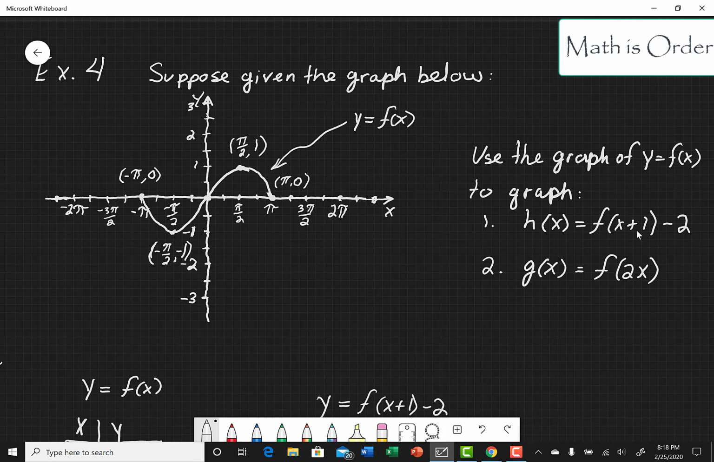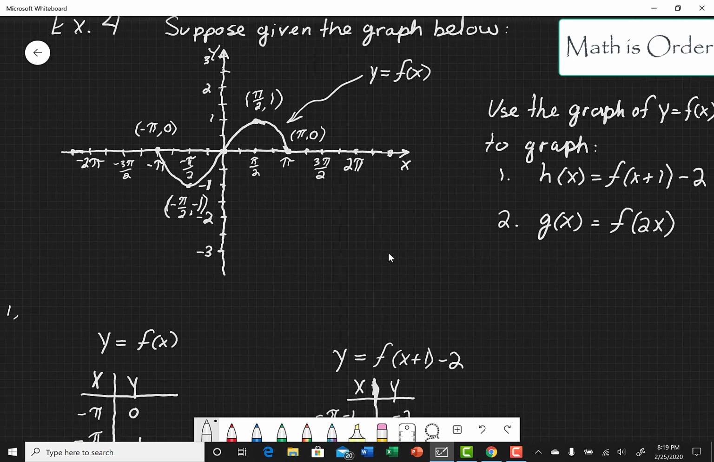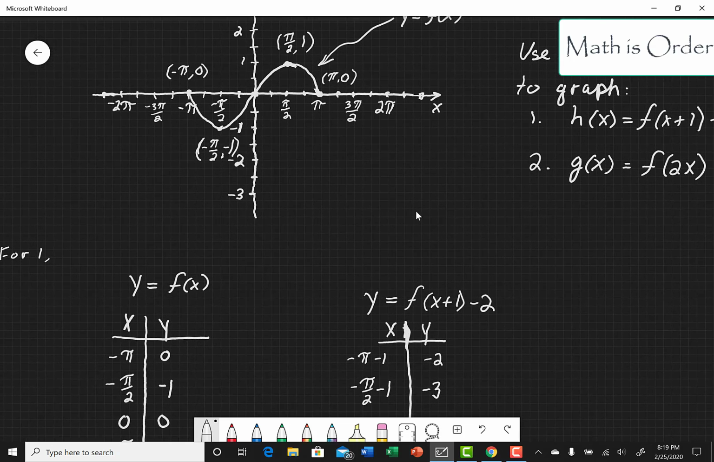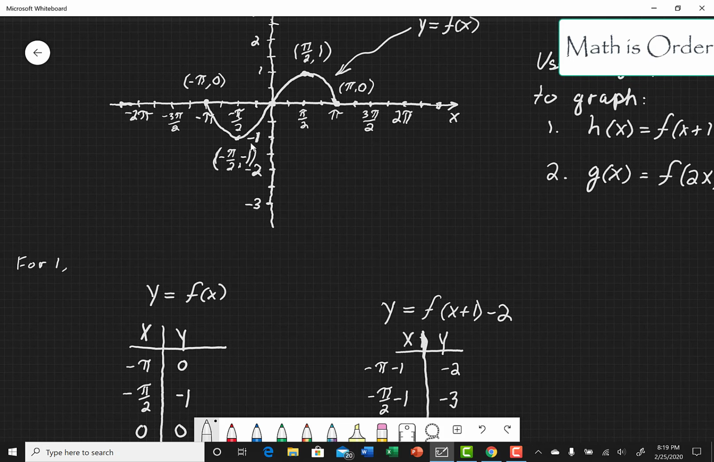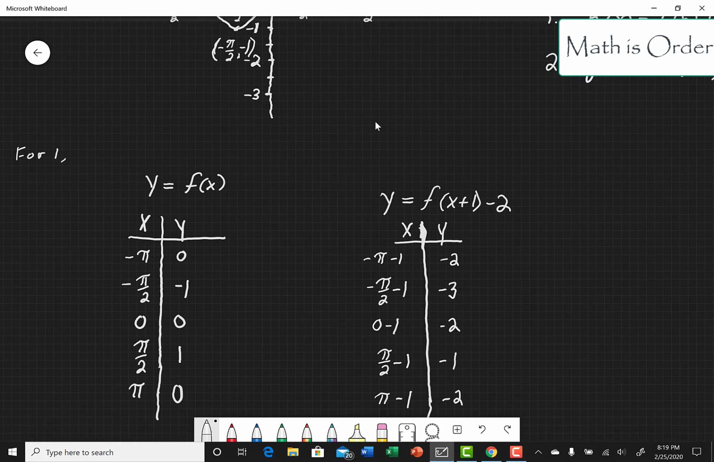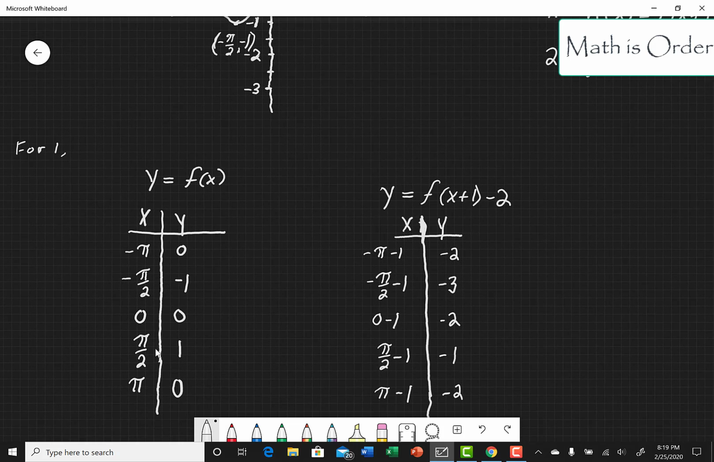So all of the x coordinates are going to be shifted to the left 1 unit, and all of the y coordinates decrease by 2. All right. So we can go ahead. The best way to do this is to go ahead and list all of the coordinates for the original function, which are here. So here are the coordinates for the original function, right?